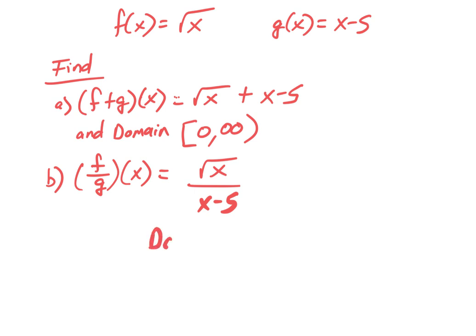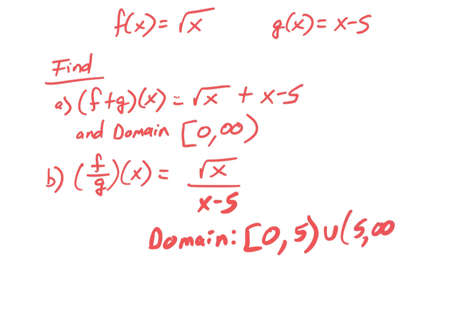Now let's think about what the domain could possibly be here. And once again, you ask yourself, what values of x are okay here? Well, first of all, just like the setup here, it has to be 0 and above, right? But what about the denominator? Can't be 5, right? So it can't be negative and it can't be 5. And so when we write our domain here, we're going to say 0 up to 5, but we're not including 5. And then we're going to put the little u in here, and then we'll go 5 to infinity.